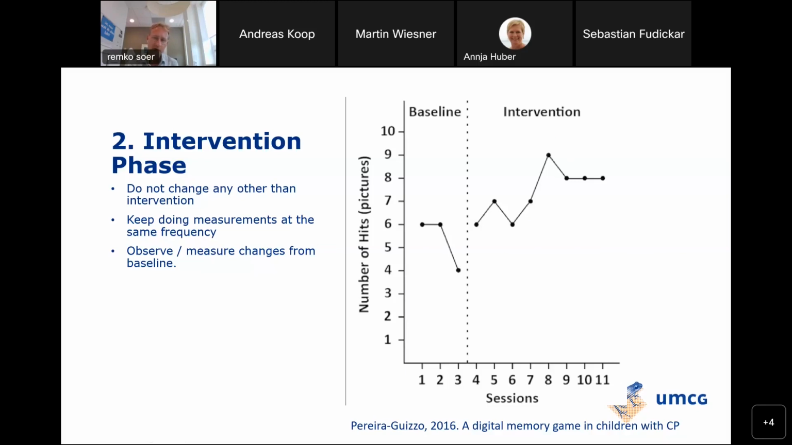And I think it's very important also to know that you keep doing the measurements at the same frequency as you did in the baseline to really be comparable between the intervention and the baseline. So that's basically what you want to do with an intervention.